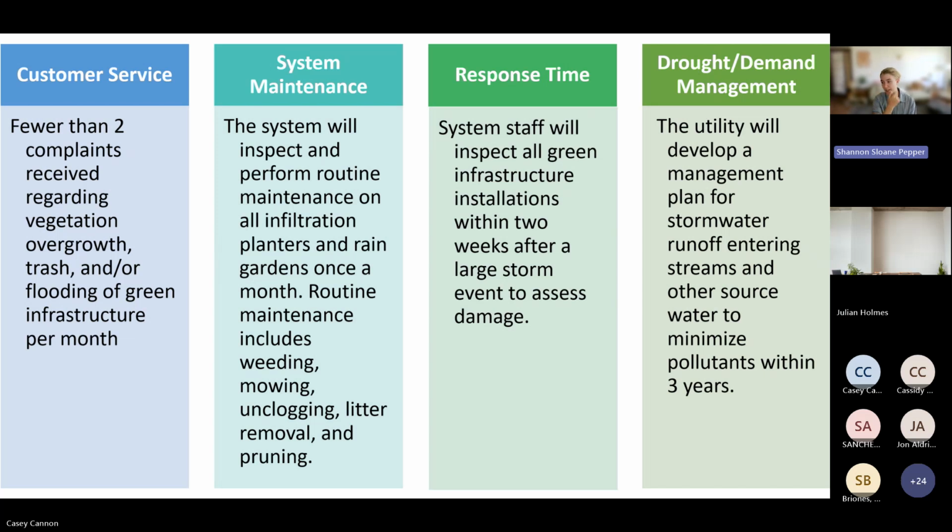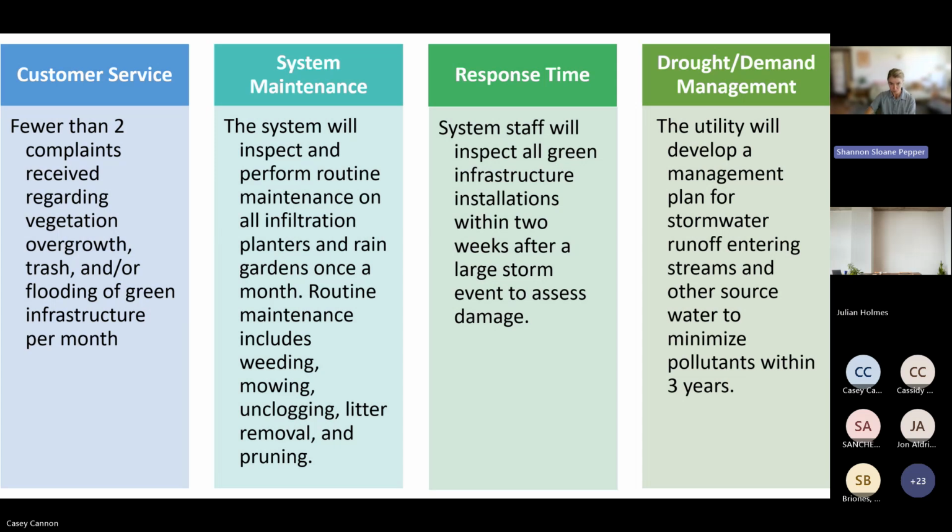Then there's system maintenance. A maintenance goal might look like: the system will inspect and perform routine maintenance on all of your infiltration planters and rain gardens once a month. That could include weeding, mowing, unclogging, litter removal, and also pruning of any vegetation. These are just some examples, just to get the wheels turning.